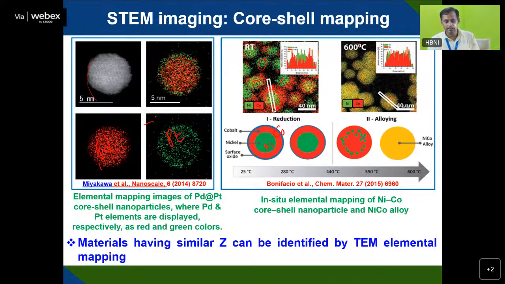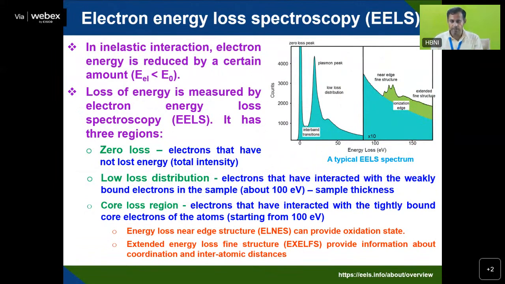And that is at room temperature. If you heat it at 600 to 800 degrees centigrade, what is happening? You can see that the red and green dots are mixing, and you are getting mostly yellowish dots. That is because the core-shell structure is changing towards a nickel-cobalt alloy. Because of the alloy structure, now the nickel and cobalt are diffusing into each other. So instead of a core-shell structure, they're mixing, and you are getting this type of spectral identification. So materials having similar atomic number can be identified by electron mapping to get this structure.